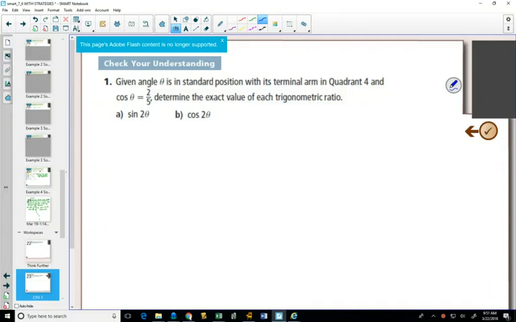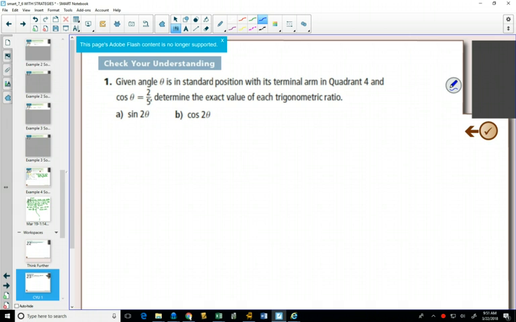Given angle theta is in standard position with its terminal arm in quadrant 4 and cos of theta equals 2/5. And before we continue to read the rest of the question, that first part of that phrase sounds like so many questions that we've already answered so far in chapter 6 and chapter 7. Given an angle theta in standard position, terminal arm in quadrant 4, and cos of theta is 2/5, what kind of question does this sound like?